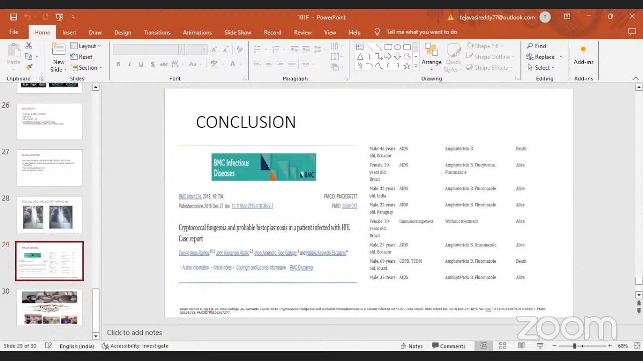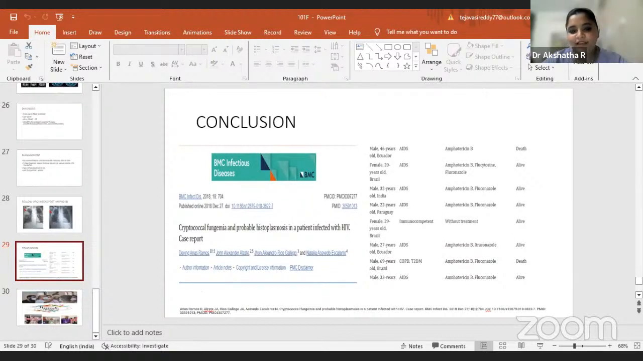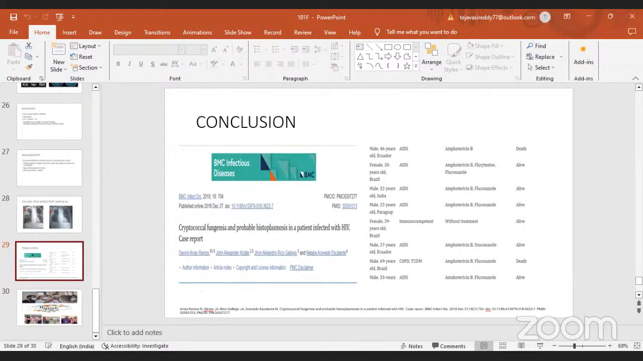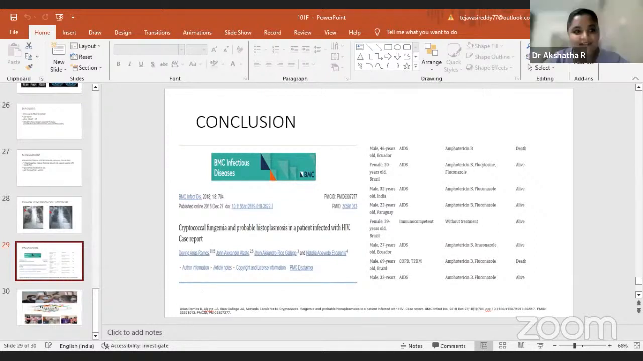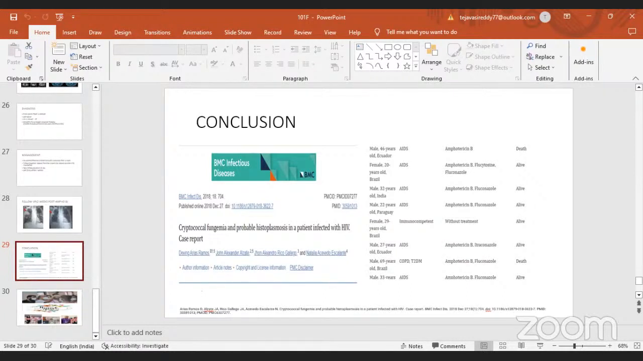There's a question: why is the serum negative? Like yesterday, we had discussed in the webinar, the cryptococcal life cycle: cryptococcus is basically a primary disease of the lung. So maybe this is in the early stages, and the load may be less. The crag which gives us positivity should be from a disseminated case. Then only can we get the serum crag positive.